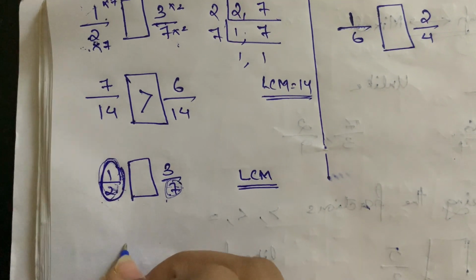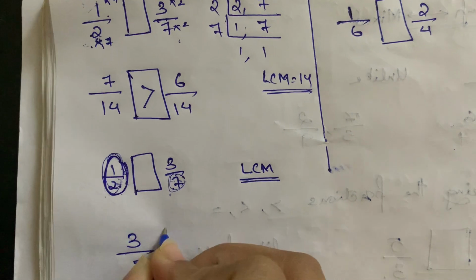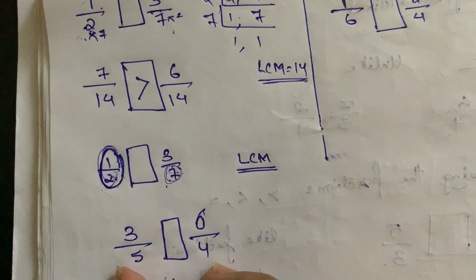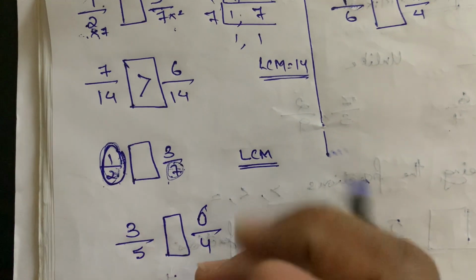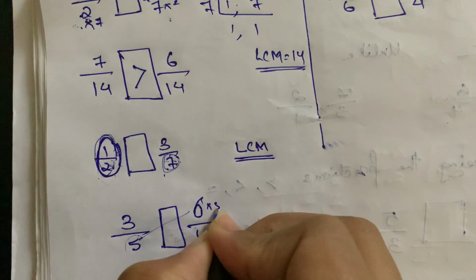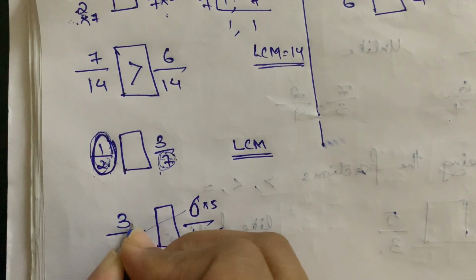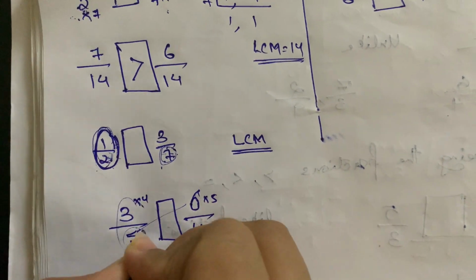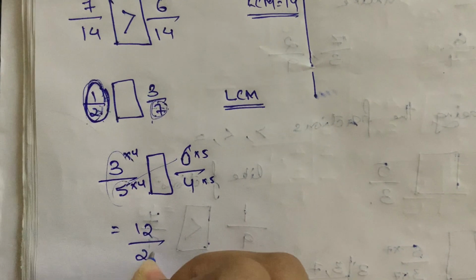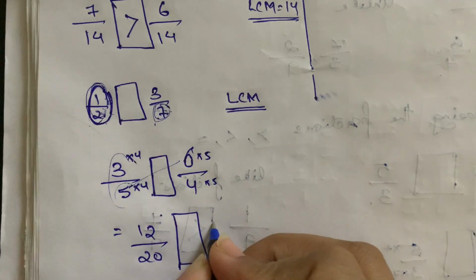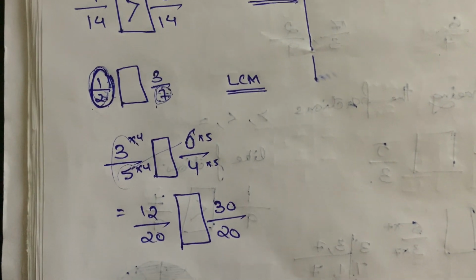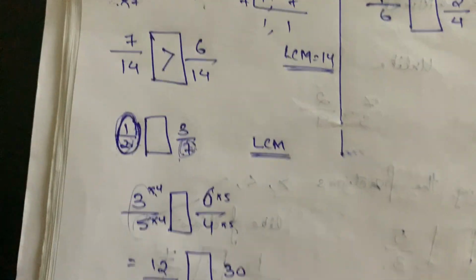So if I have 3 by 5 and I have 6 by 4, let's say, then they both don't come in the same table. So what I'm going to do, this will multiply with my complete fraction here. So multiplied by 5, multiplied by 5, and this 4 will multiply with my complete fraction here. Multiply by 4, multiplied by 4 is what I get in here. So this becomes 12 upon 20 and it becomes 30 upon 20. Then denominators are the same, I can compare. Okay, so this is how we need to understand.